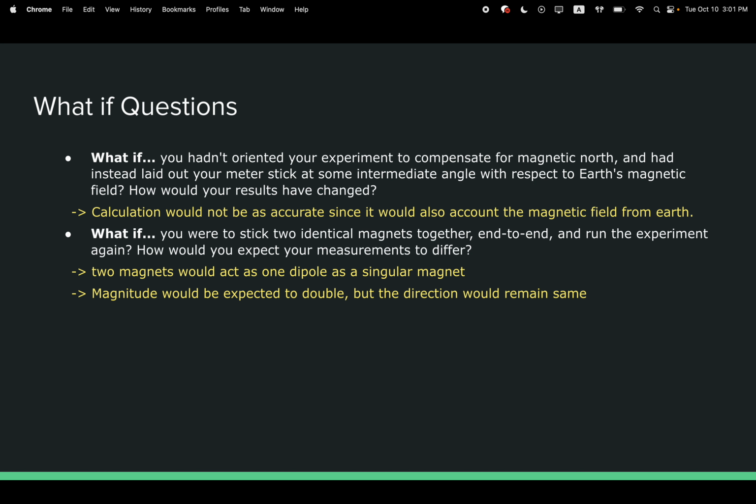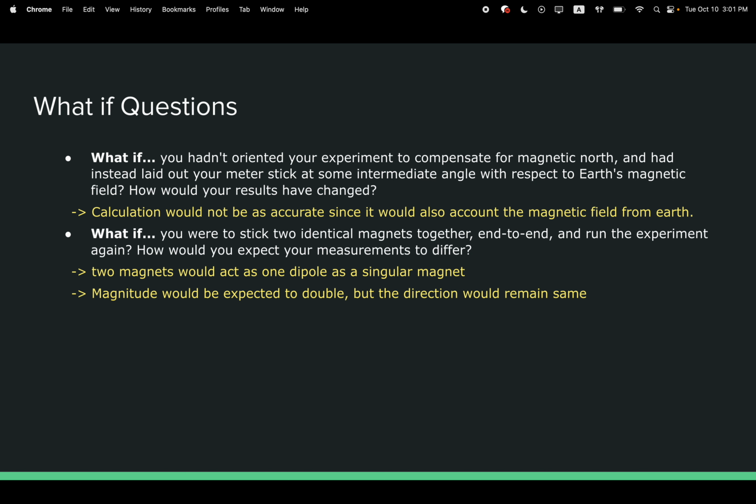I'll conclude by answering the what-if questions. For the first what-if question, I believe that the calculation would not be so accurate, since it would also be affected by the magnetic field from the Earth. And for the second what-if question, if there were two magnets, these magnets would act as a single dipole, which is like a single magnet.